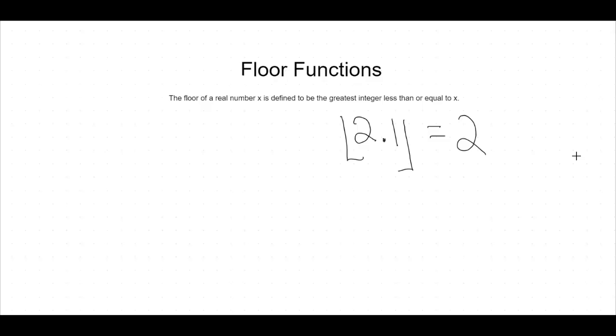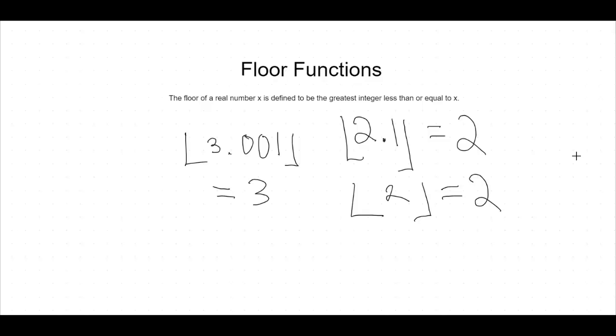And since the condition is less than or equal to, when we evaluated the floor of 2, it was still 2, right? But once we got to 3.001, well, now the greatest integer less than this is no longer 2, because 3 is also less than this number, right? So then this comes out to becoming 3. So that's basically the definition of floor functions.